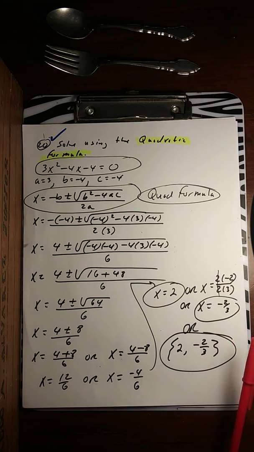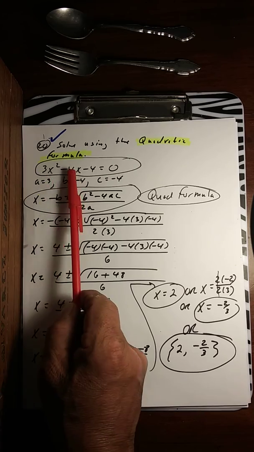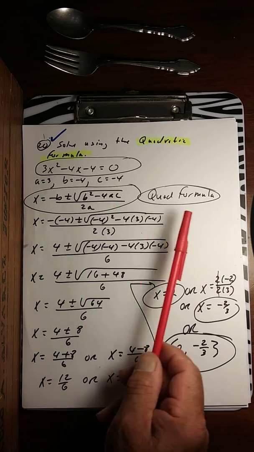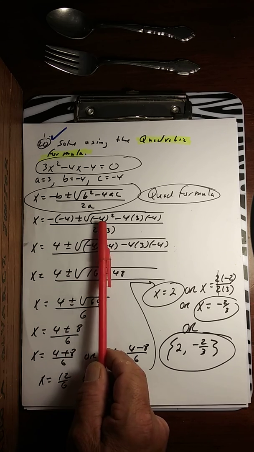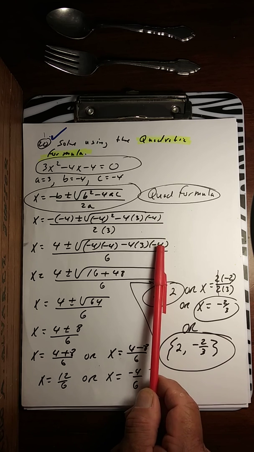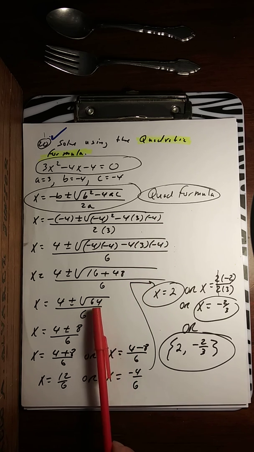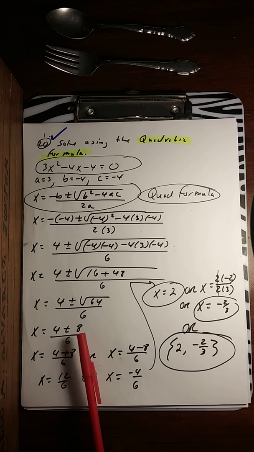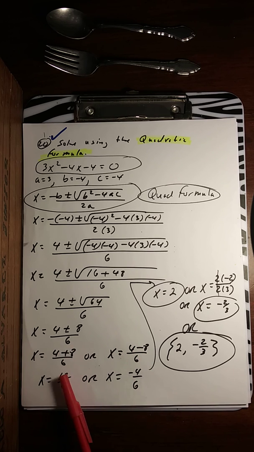Solve using the quadratic formula. So there's a, b, and c: positive 3, negative 4, negative 4. Put it in the formula. The negative of negative is positive. Negative 4 squared is negative 4 times negative 4, which is 16. And these three numbers together, that times that times that, is positive 48. So this and this is 64. The square root of 64 is 8. So 4 plus or minus 8: 4 plus 8 over 6, and 4 minus 8 over 6. So this is going to be 12 over 6, and this is going to be negative 4 over 6.